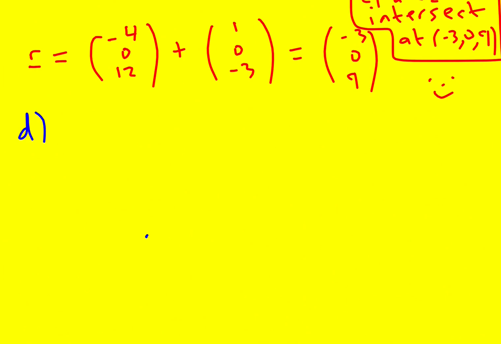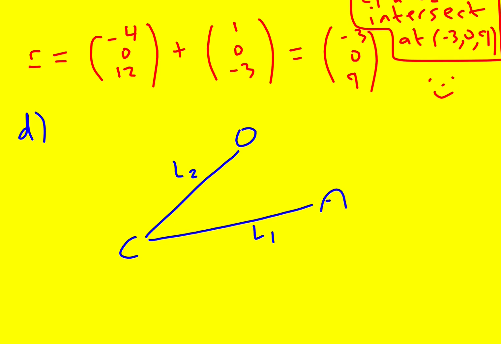I'm just going to sketch this out, OCA. Well, we have line 1 and line 2, and they intersect at point C. That's the point that we just found. We know that line 2 goes through the origin, so that's going to be O, and L1 goes through A and B, but we're specifically interested in OCA, so this angle here.